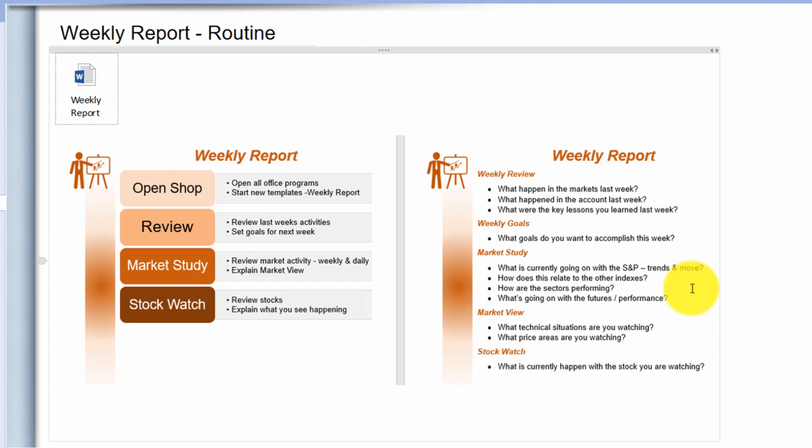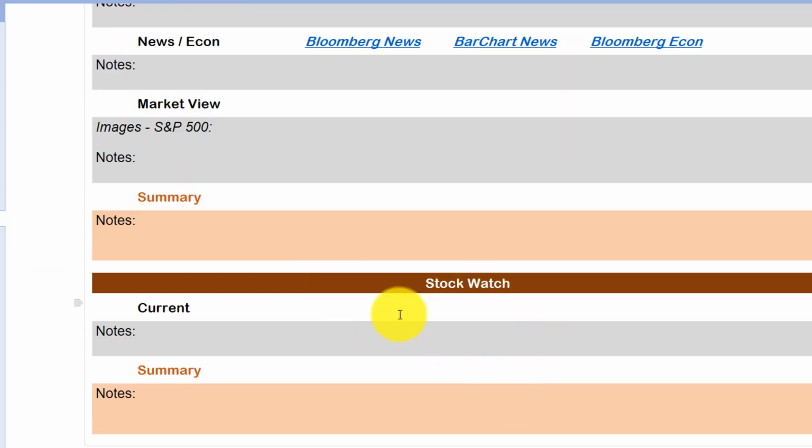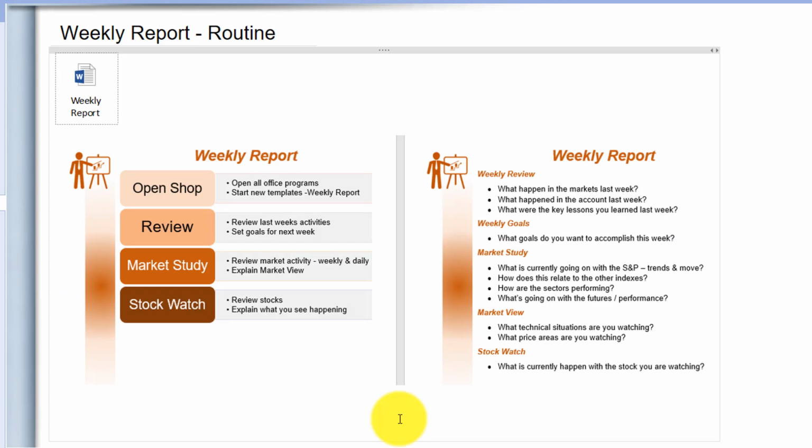The final step is to make a list of the different stocks you're reviewing, and that is the final section here on the template. The big thing here is to review your stocks and just kind of explain what you see happening with each of your individual stocks. There'll be more of a detailed description of that on your trade report.